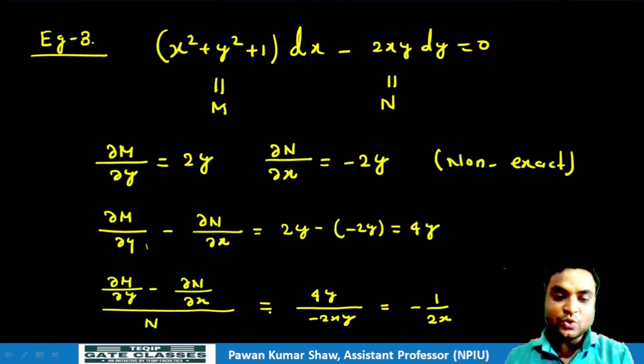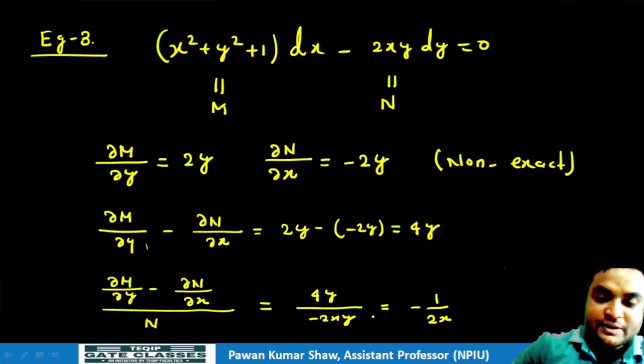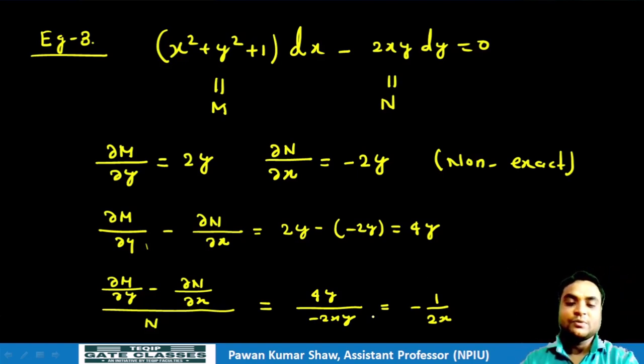So if you divide the whole expression with our n and you are getting a function of x, then in that case the integrating factor will be e to the power of integration of f(x) dx. And if you divide the whole expression with m, और m से divide करने के बाद हमें function of y मिल रहा है, in that case the integrating factor will be e to the power of minus g(y) dy. वहाँ पर हम minus लेंगे अगर y का function हो, if you divide with m.